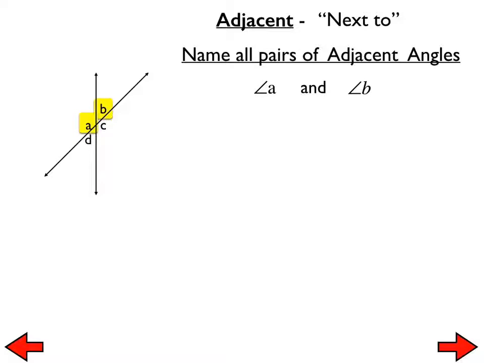Can somebody find another pair of adjacent angles? I just said A and B. Oh, A and D, yes. How about Zach? D and C. D and C. How about another one? There's one more. B and C. Good. A and B are adjacent. B and C are adjacent. C and D are adjacent. And then D and A are adjacent. Do you see that they're sitting right next to each other?